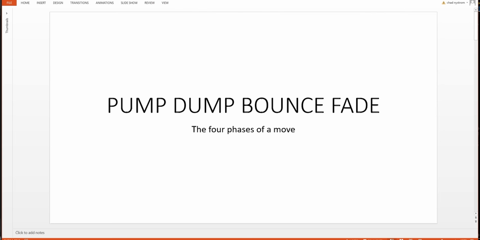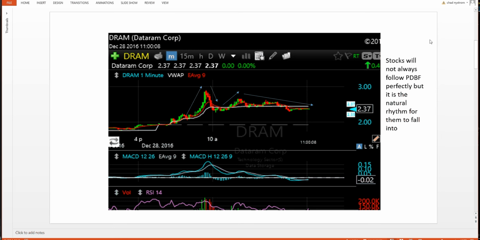Now, as we look through these, here's an example of pump, dump, bounce, and fade. But this is more of a classic example, and the pumps, dumps, bounces, and fades will not always be like this. Sometimes the pump is big, the bounce is small, or the dump is small, and then the bounce is even bigger than the original pump. It can often take many different forms, but what it is, it's a tendency. And I'll say that again. It's a tendency. It's the natural rhythm that it wants to tend to flow into.